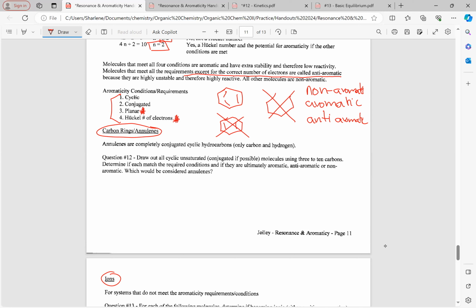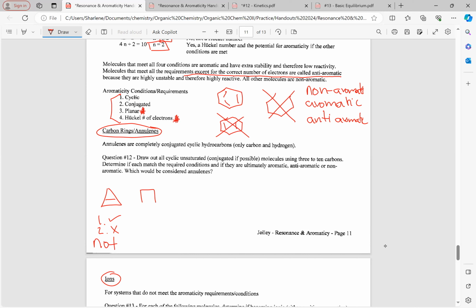All right, let's build up. The first cyclic system that we can have is cyclopropane. So number one, is it cyclic? Yes. Number two, is it conjugated? No. It's just not aromatic. It doesn't even match the second condition.